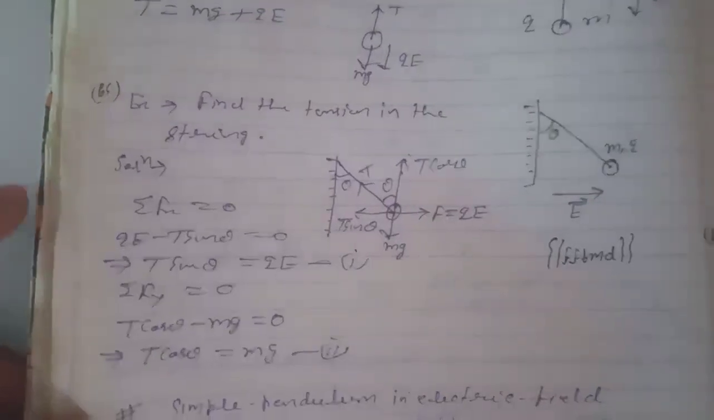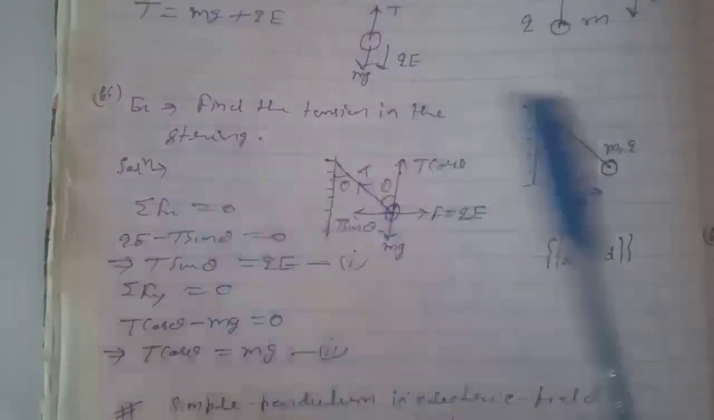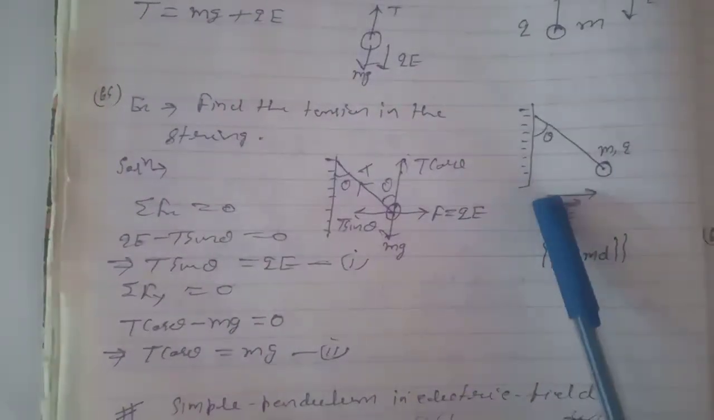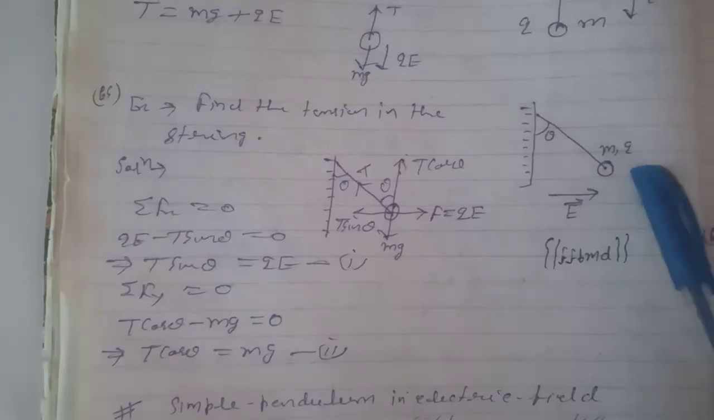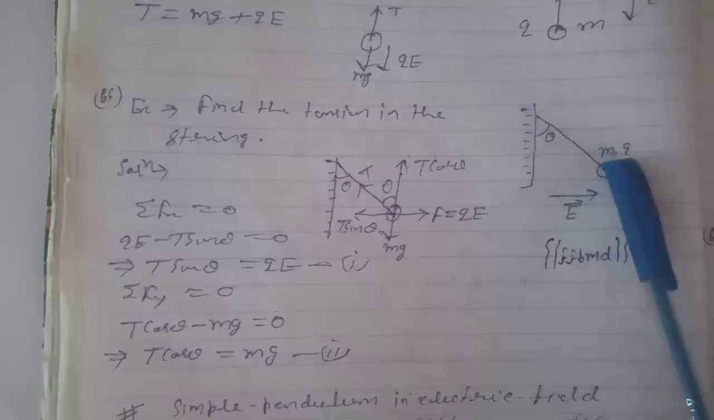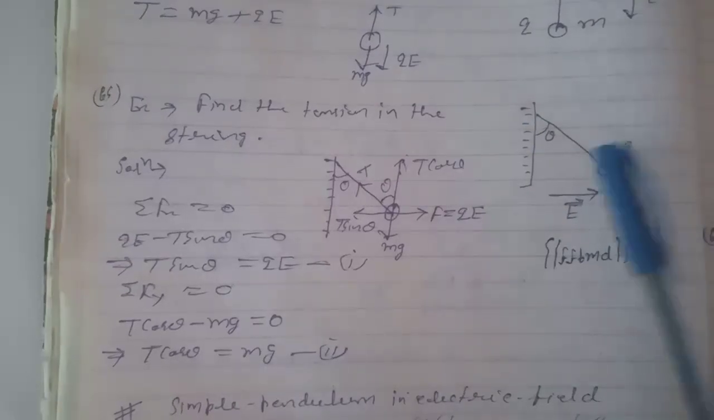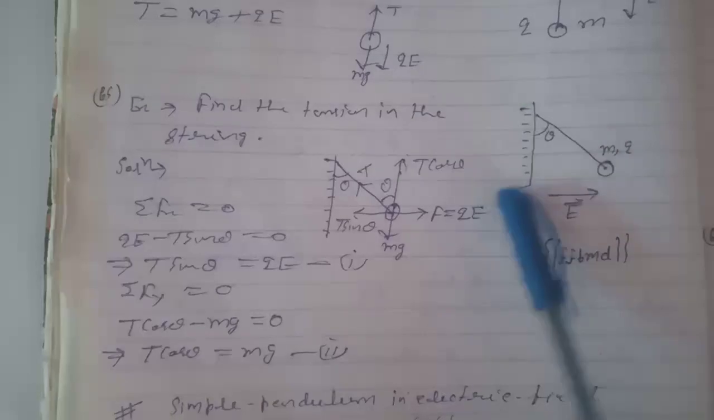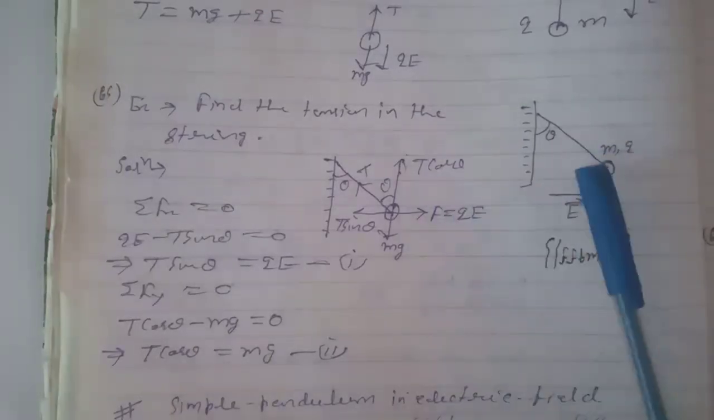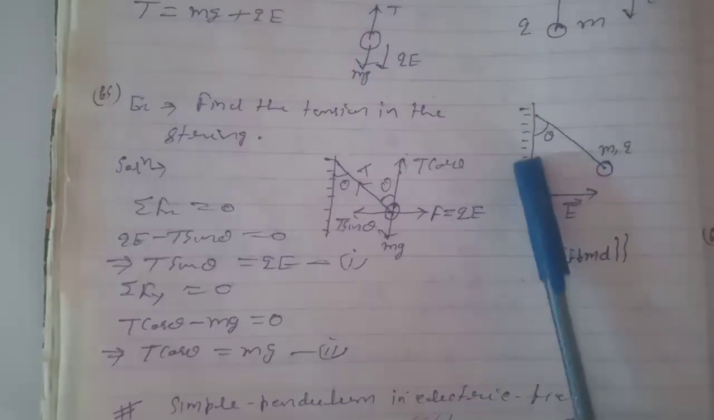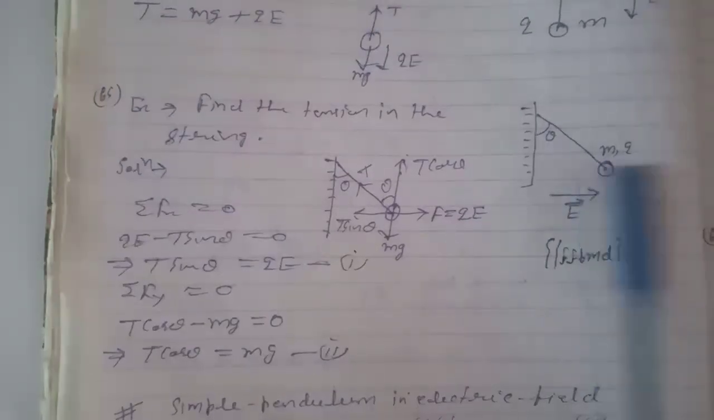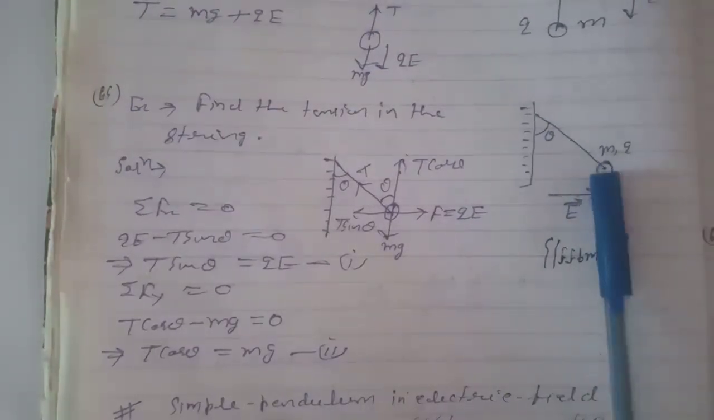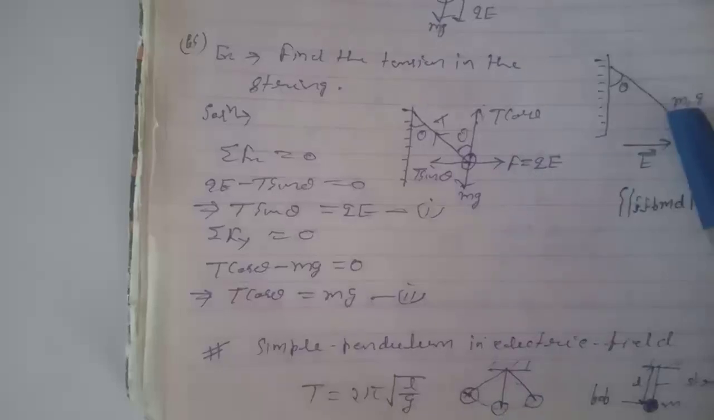Next, find the tension in the string as shown in the figure. Here again a body of mass m and charge q is hung with a string, and this ball is negatively charged. This is showing the ball, and the electric field is in this direction, so the force on this will be in this direction, and it is in equilibrium, so we can calculate the desired value. So the free body diagram is drawn here.